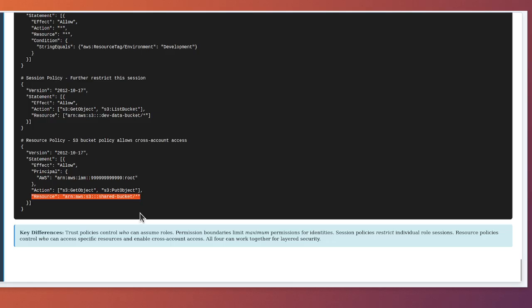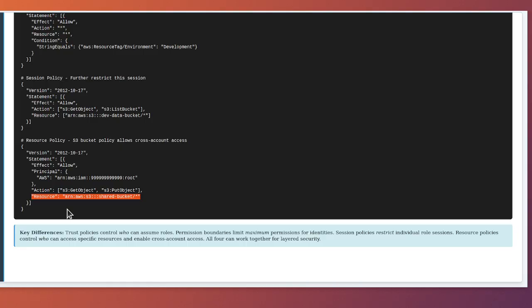The resource field is arn:aws:s3:::shared-bucket/*, matching all objects in the shared bucket. This resource policy enables cross-account access without requiring users in the other account to assume a role in the bucket's account. They can access the bucket directly using their own credentials, as long as the resource policy allows it and their own identity policies also allow it.